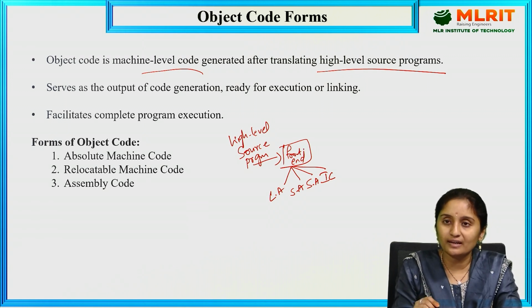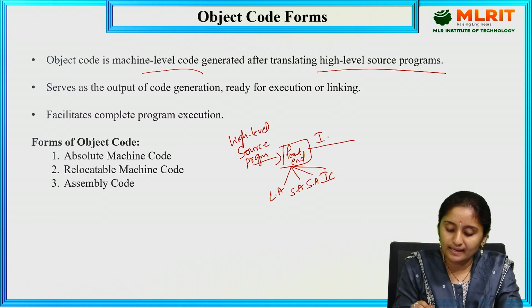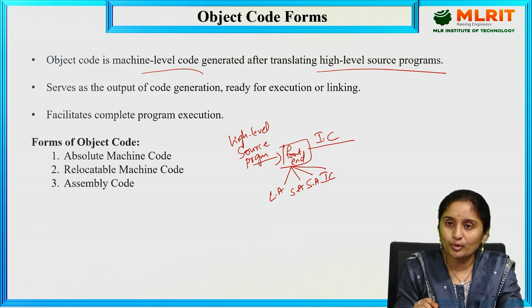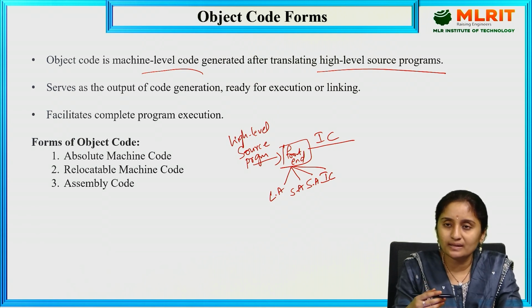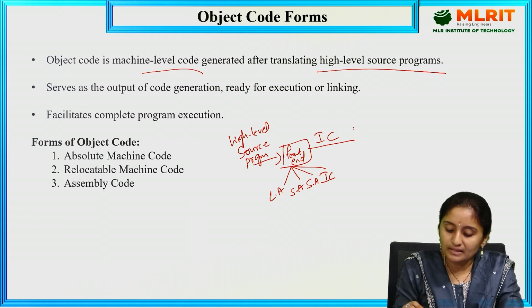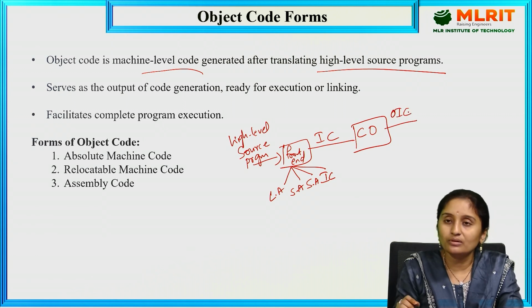There are two phases, front end and back end. The front end generates the output as intermediate code, which is error free. There are no syntactical errors or semantical errors, and all those things will be cleared. This intermediate code is given as an input to the code optimizer. The code optimizer generates the output as optimized intermediate code.